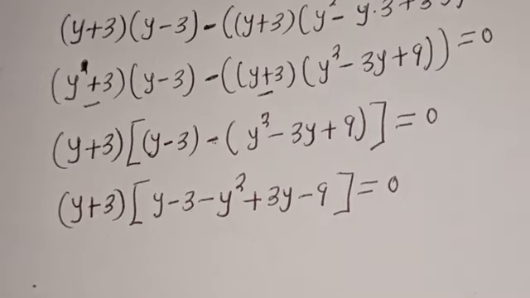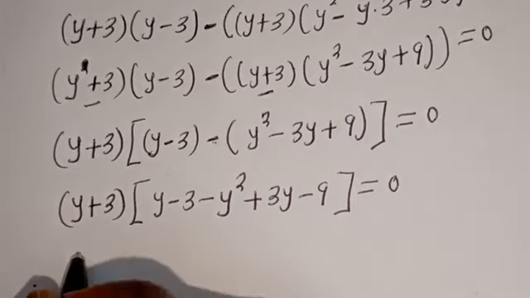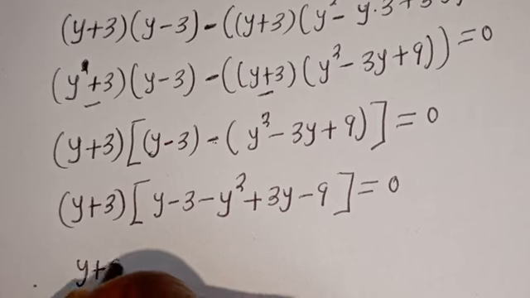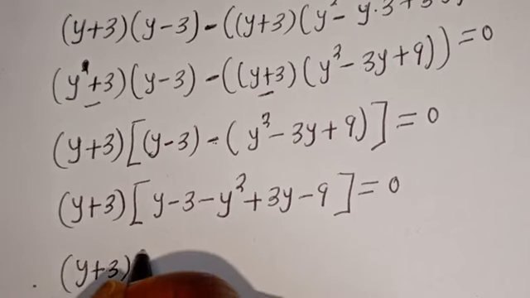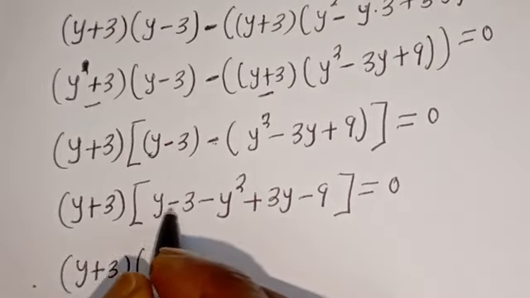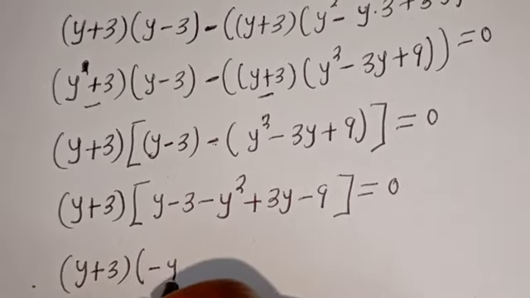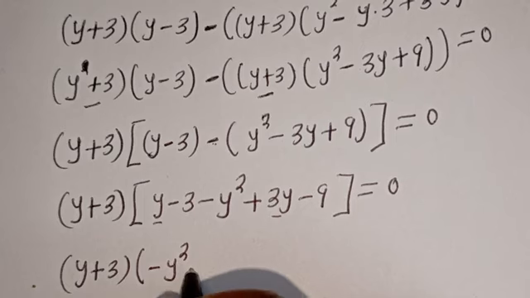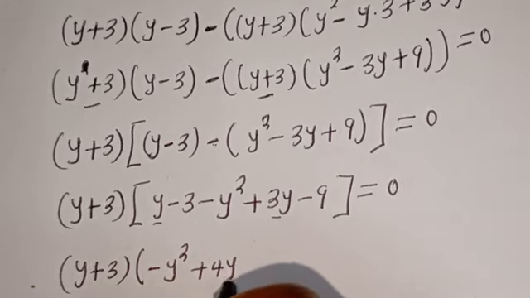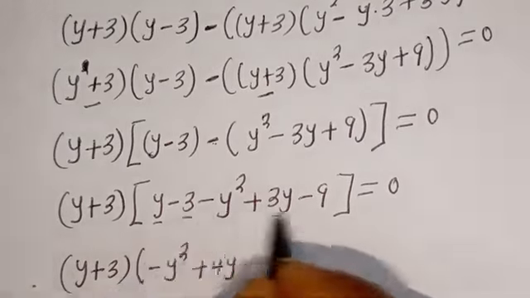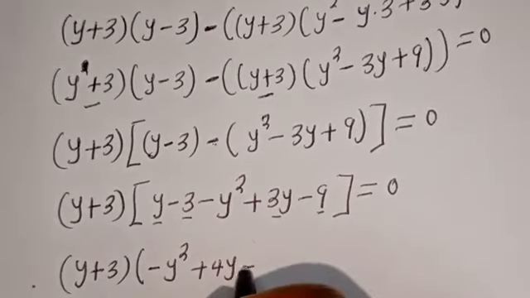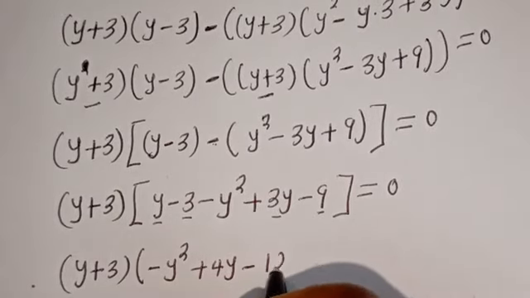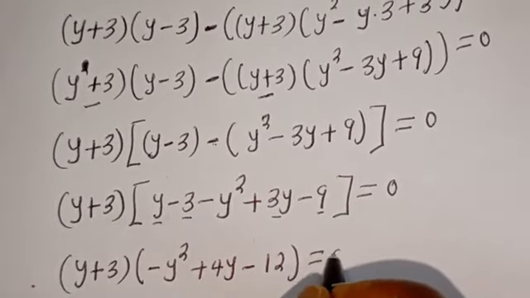Then we have y plus 3 bracket. Inside the bracket here is minus y squared, y plus 3y. This becomes plus 4y. Then here is minus 3 minus 9. That is minus 12 is equal to 0.